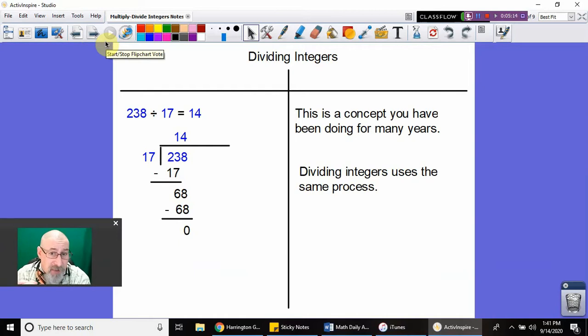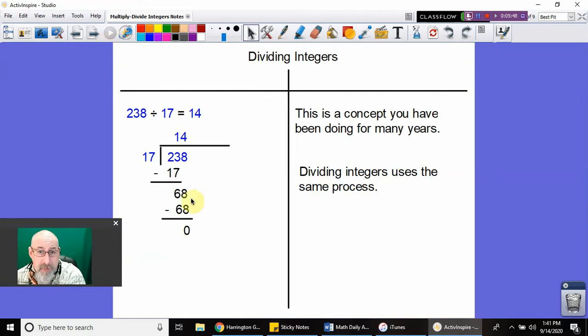Alright, division. Again, we're going to do dividing just like you've been dividing since the first day you did it. So here in my example, I have 238 divided by 17. It's going to give us 14. As you can see, I did the long division. 17 goes into 23 once. We do our subtraction, we end with 6, we bring down our 8. 17 goes into 68 4 times. So that's our ending answer. Positive divided by a positive gave us a positive answer.